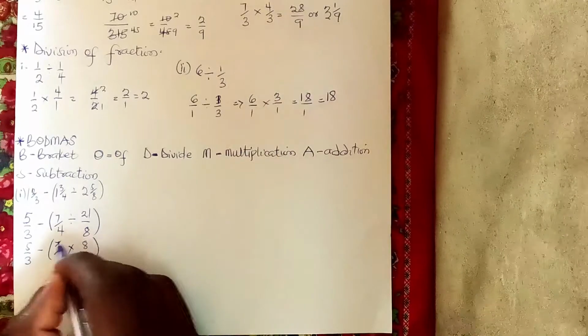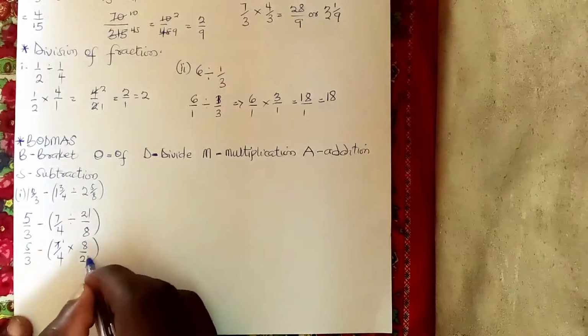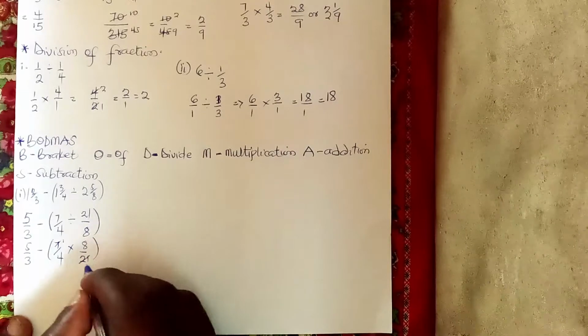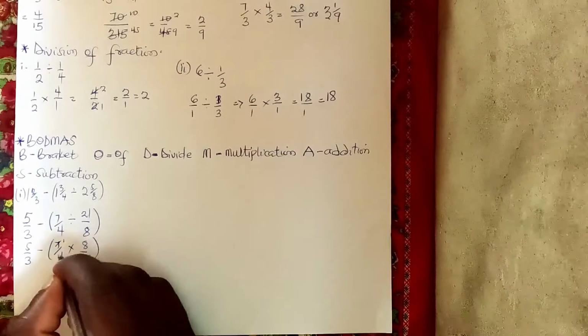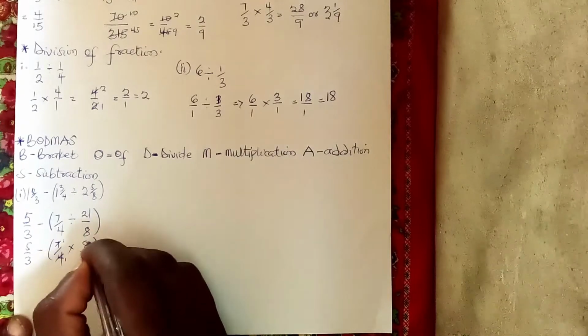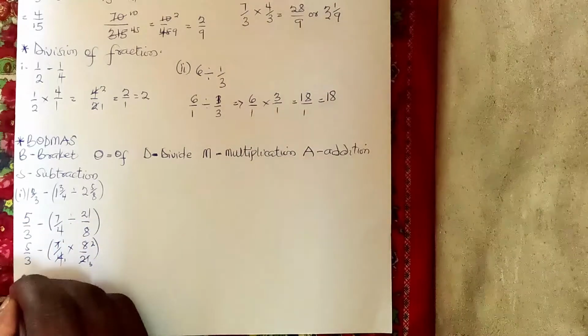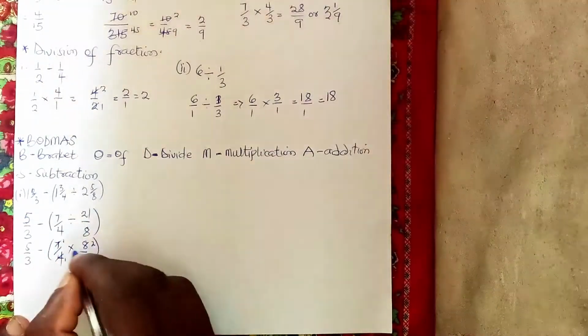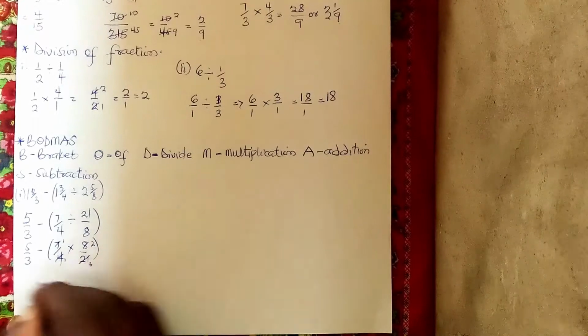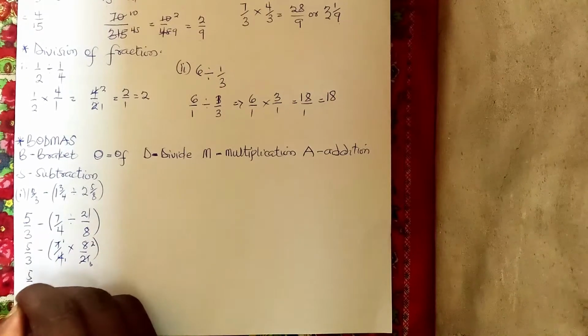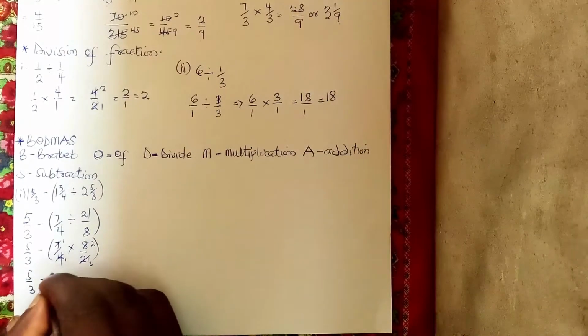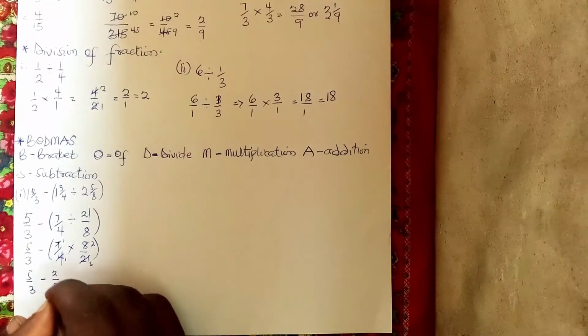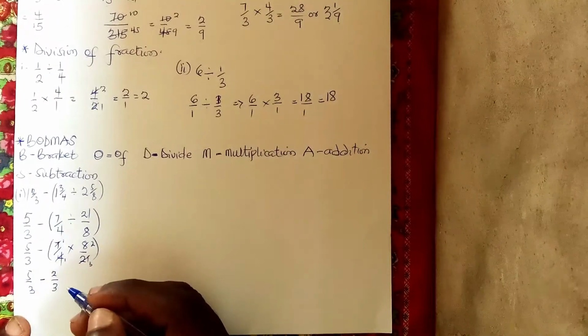So we have 7 goes into 7 one time, and divides 21 3. 4 divides itself once and divides 8 twice. So we have our final answer to be 2 times 1 and 3 times 1. We have 5 over 3 minus 2 over 3. Since that was the answer we found in the bracket.